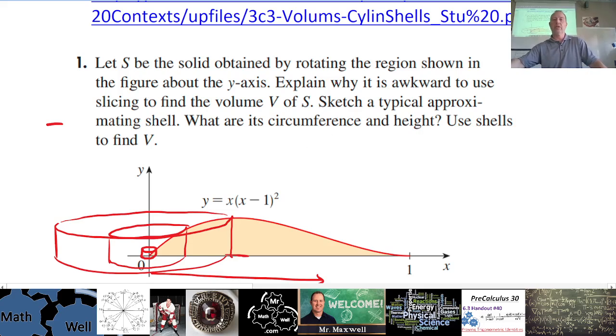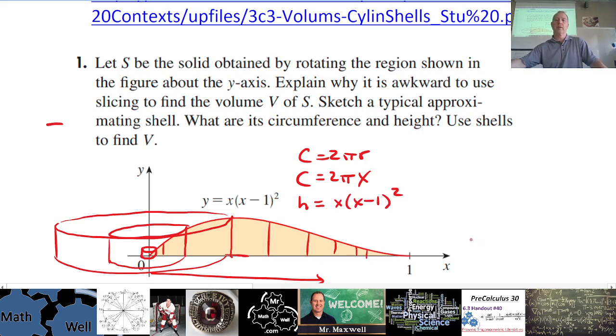So what's its circumference? The circumference is 2 pi r. That is, circumference is 2 pi, the radius is just x, and the height is just the function, x times x minus 1 all squared. That's the height wherever that function is. So obviously the height changes as the function changes, but we'll let the integrals take care of that. Use shells to find V.